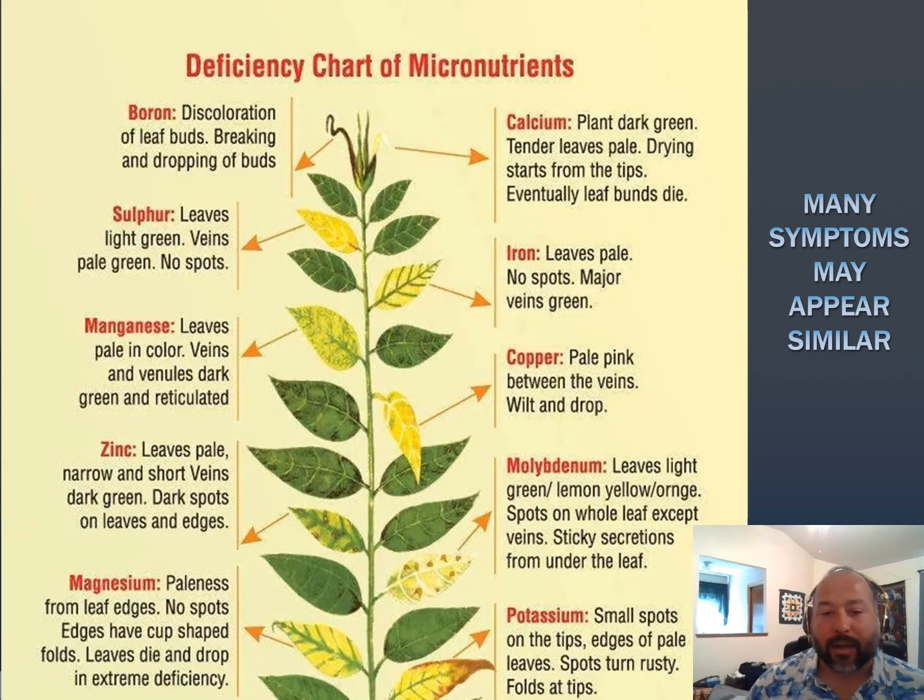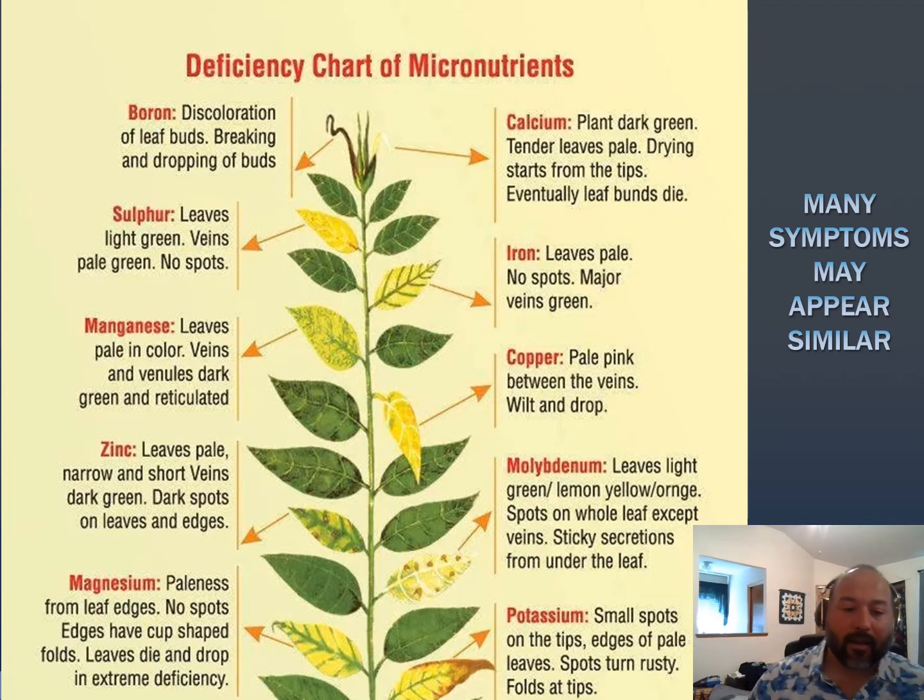In terms of molybdenum, your leaves are going to be light green, lemon, yellow, or orange. Your spots are going to be on the whole leaf except for the veins, and you're also going to get sticky secretions under the leaf. That one's going to be a lot more obvious because you're going to have all these spots and those sticky secretions, and it's much more obvious than some of these where it could be this or it could be that.